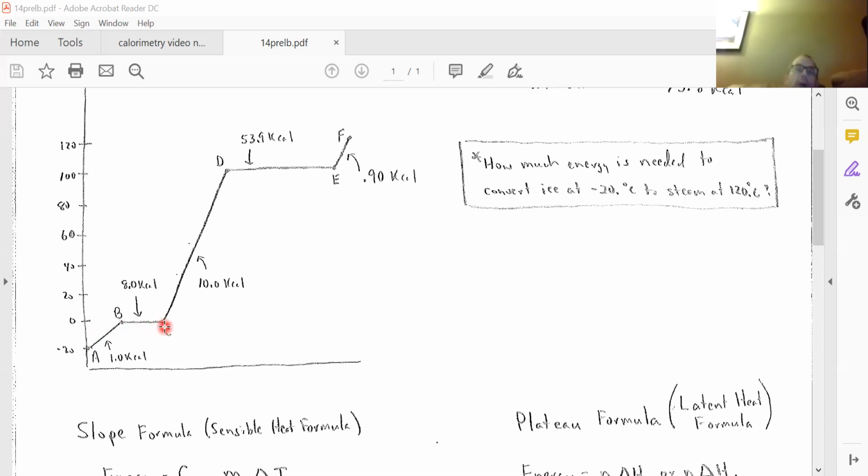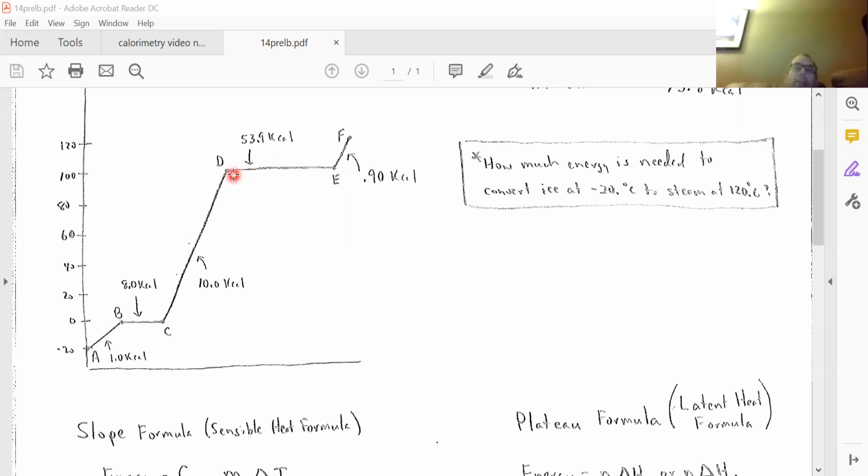Once it's all melted, now the molecules slide over each other faster and faster till I reach D, and that would be 100 degrees Celsius. At this point, the molecules go from a liquid to a gas. D is all liquid, E is all gas. Here is where it's boiling, and you're going to see 100 degrees Celsius at the boiling point.